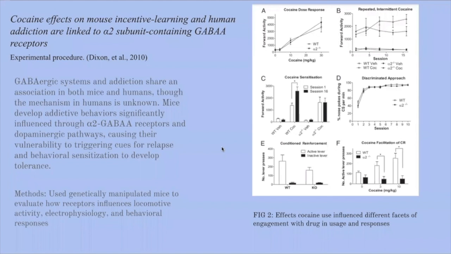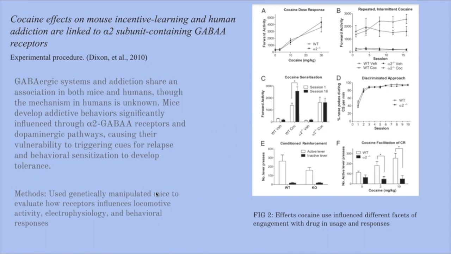GABAergic systems and addiction share an association in both mice and humans. Through the mechanism in humans, it's unknown. Mice develop addictive behavior significantly influenced by alpha-2 GABA receptors and dopaminergic pathways, causing their vulnerability to triggering cues for relapse and behavioral sensitization to develop tolerance.